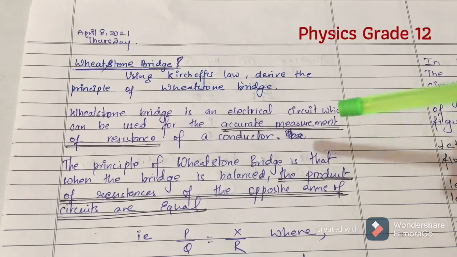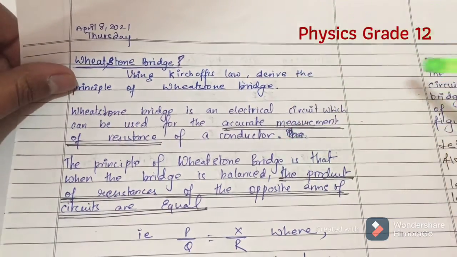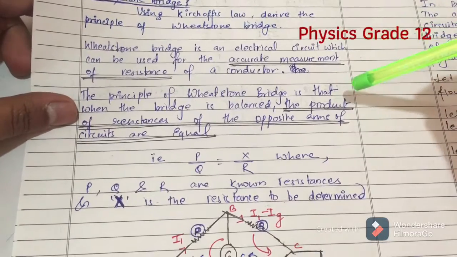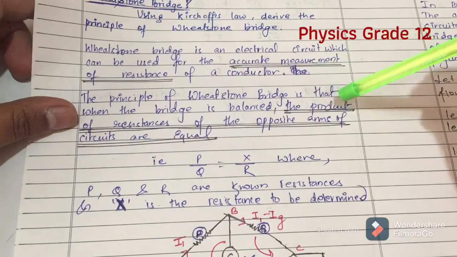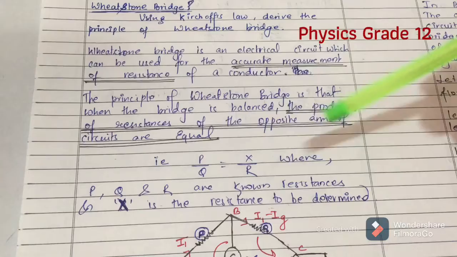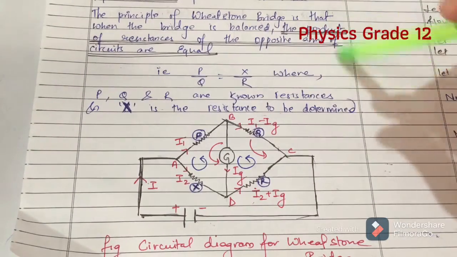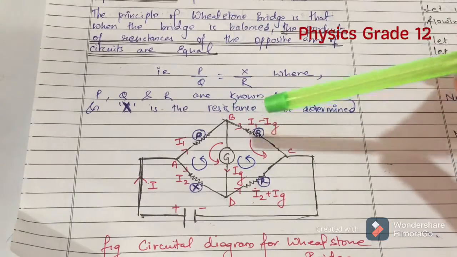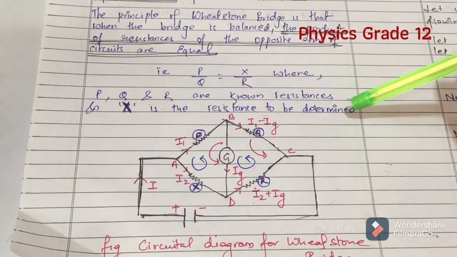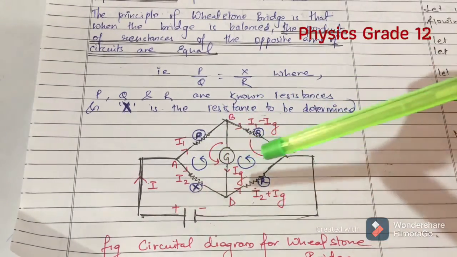To find the resistance of a conductor, we use the Wheatstone bridge. The principle of the Wheatstone bridge is that when the bridge is at balance, the product of the resistances of the opposite arms of the circuit are equal. This means P by Q is equal to X by R, where if P, Q and R are known resistances, X is the unknown resistance.